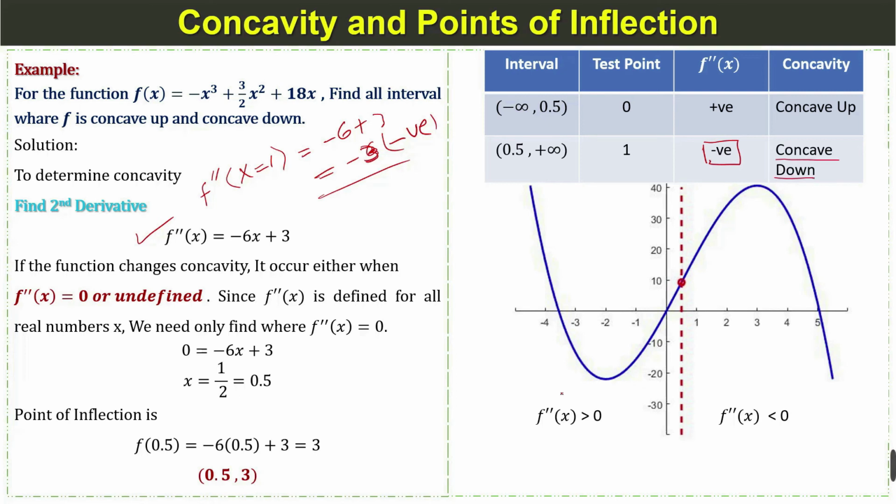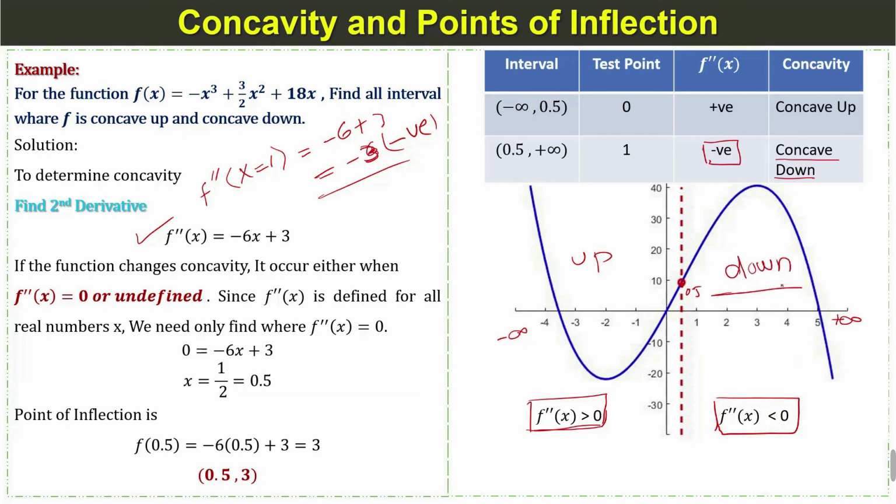So we can see that from minus infinity to 0.5, the second derivative of the function is positive, and the function is concave up, and from 0.5 to positive infinity, the second derivative of the function is negative, and here the function is concave down.